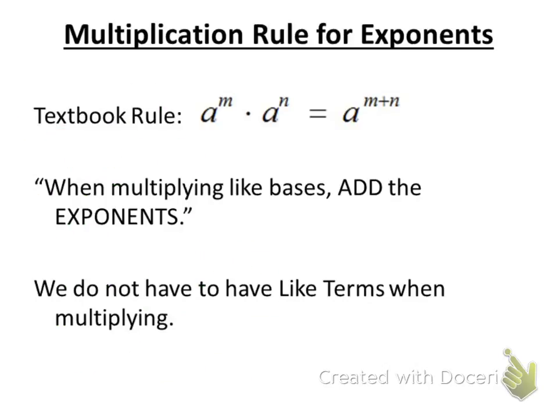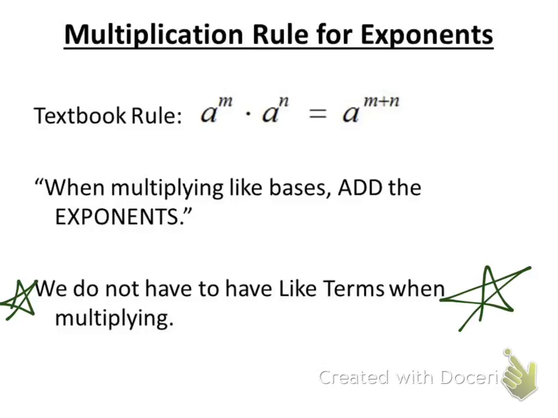Alright, here's that actual rule in writing. If you look in your textbook, it would look something like this. A to the m times a to the n equals a to the m plus n. That's just a fancy way of saying when you're multiplying like bases, you can add the exponents. Put a little star down here. This is not the same as like terms. You don't need like terms to multiply. You do need like terms when you're adding or subtracting.